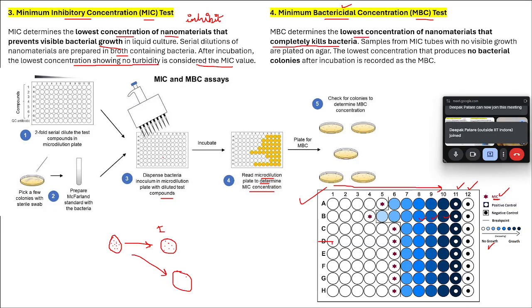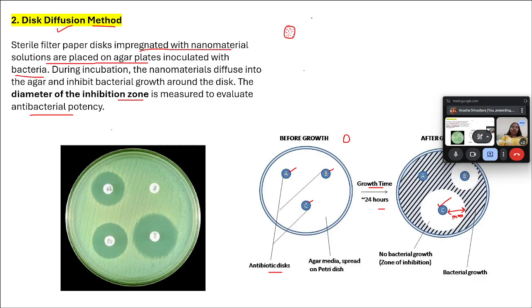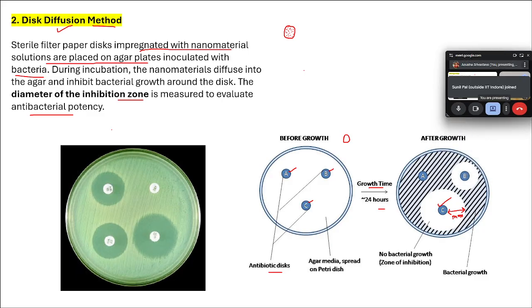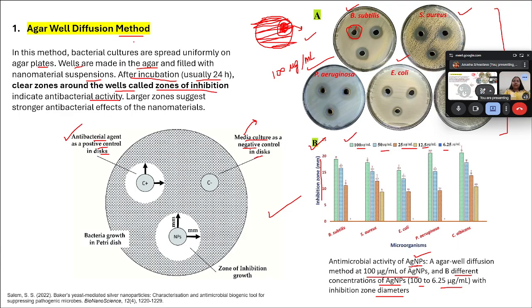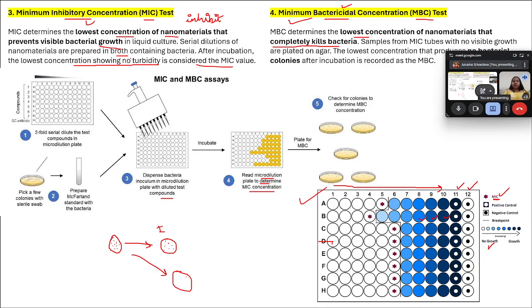So I hope it's clear what exactly the difference is between minimal inhibitory concentration and minimum bactericidal concentration, along with the disk diffusion method, how we calculate the zone of inhibition and compute the bactericidal or antibacterial effect, and the agar-well diffusion method. So far we have discussed three different methods by which we can determine the antibacterial properties of our nanomaterials.